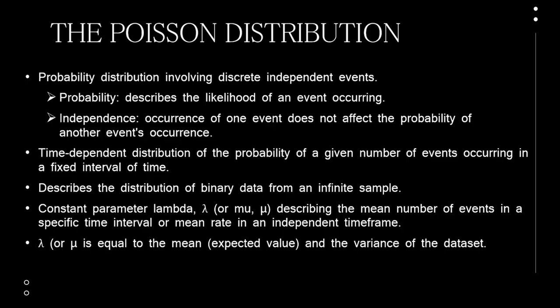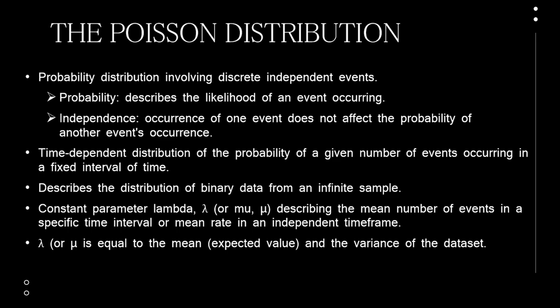The Poisson distribution is a statistical tool used to model the occurrence of discrete independent events within a fixed interval of time or space. It's handy in queuing theory, telecommunications, and reliability engineering. How does it work? At its core, probability describes the likelihood of an event occurring. The Poisson distribution quantifies this likelihood for events that happen independently.